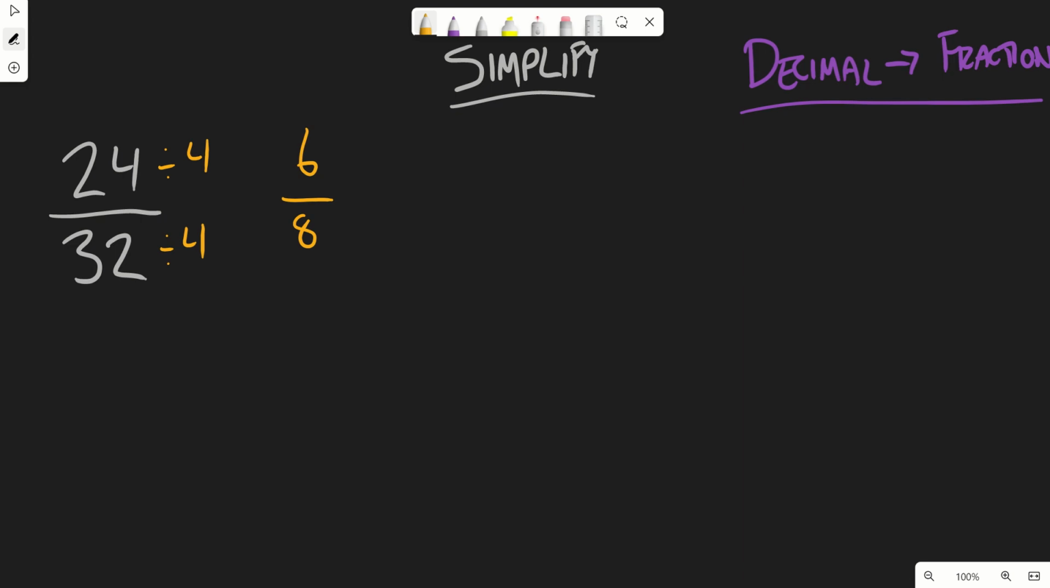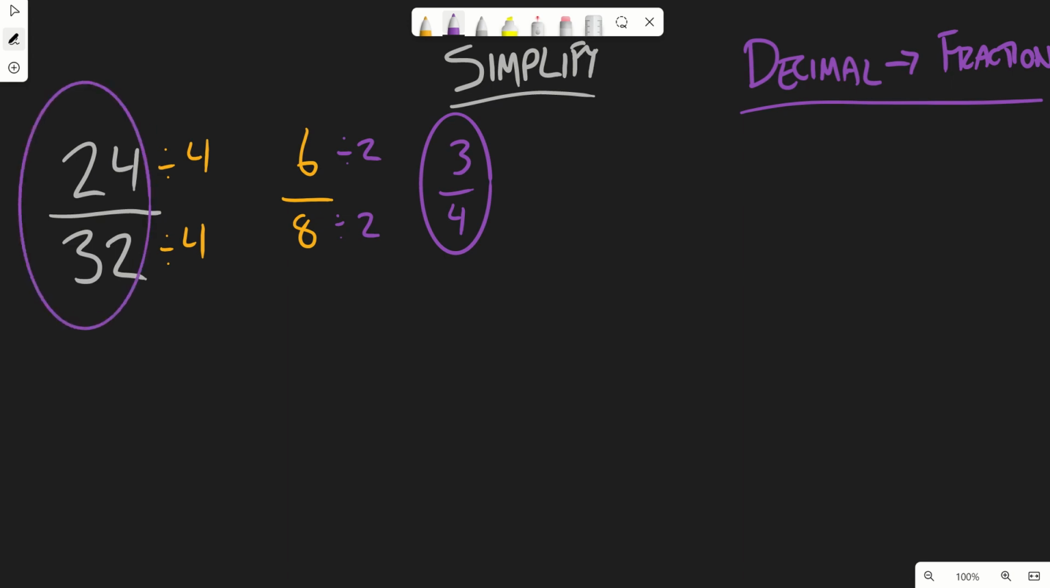Now, is this in simplest form? Or is there a number that both 6 and 8 can be divided by? Well, there is. You can divide 6 and 8 both by 2, and we would get 3 over 4. And 3 over 4 is non-simplifiable. We would call these relatively prime numbers. These numbers, in relationship to one another, don't have any common factors. This is simplest form. So we can divide both by 4 and then by 2. We could have divided them both by 8, and that would have worked as well. Lots of different ways that we could go about doing this.